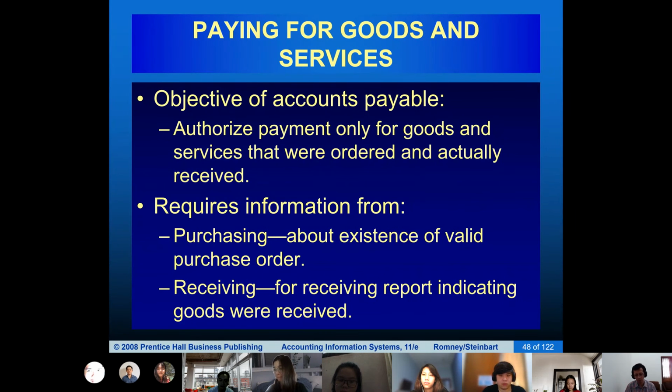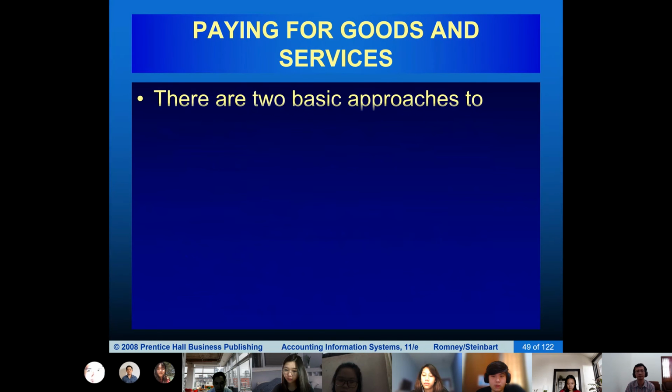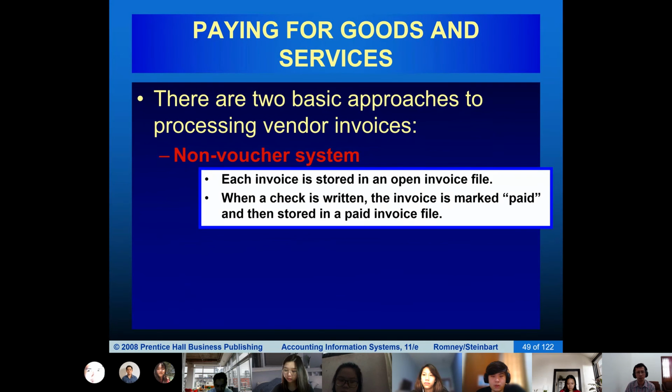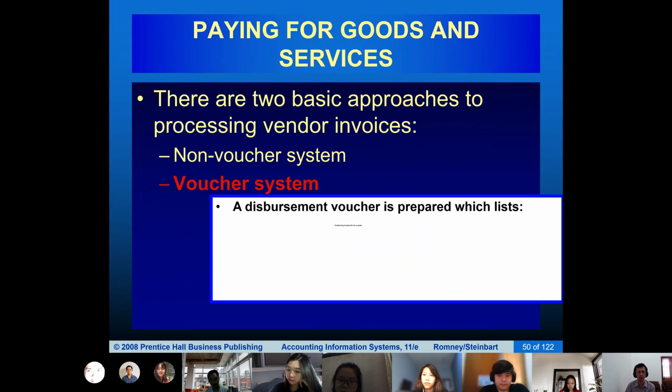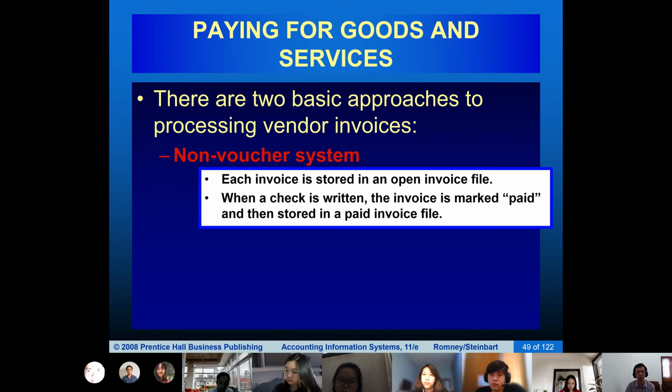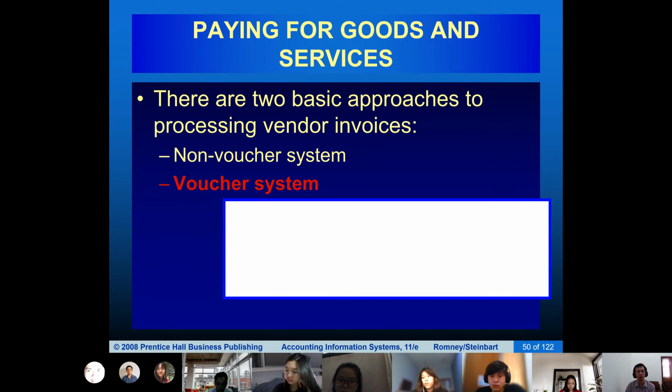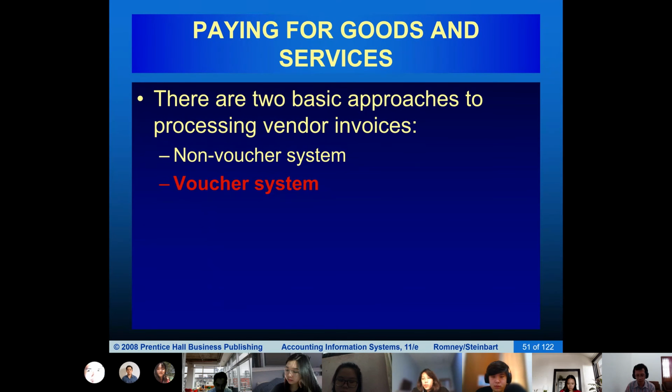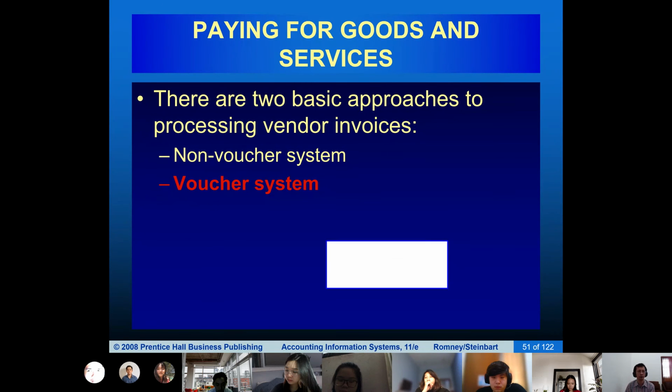They will probably, if it's hard copy, stamp it to be paid or authorized to be paid. Okay. We will be using a non-voucher system or voucher system. In a non-voucher system, each invoice will be marked paid. With a voucher system, you wait until the end of the month to pay all the invoices.